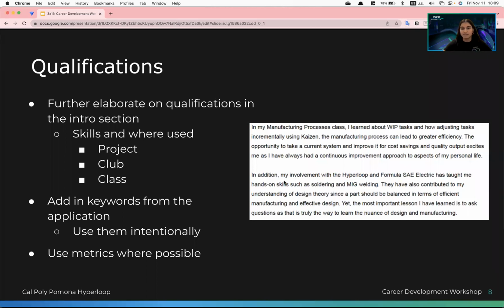And then for the second paragraph, I was talking about Hyperloop, this club, and then another club I'm part of, which is Formula Electric at school. I was specifically citing soldering and MIG welding, mainly because I would see those related to manufacturing. And then a little bit about how to design for manufacturing, since that is an important part of engineering, not just designing something to be done, but how to simplify it so that it can be manufactured easily and keeping the manufacturing processes in mind.